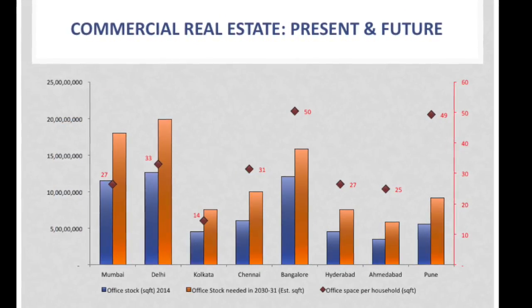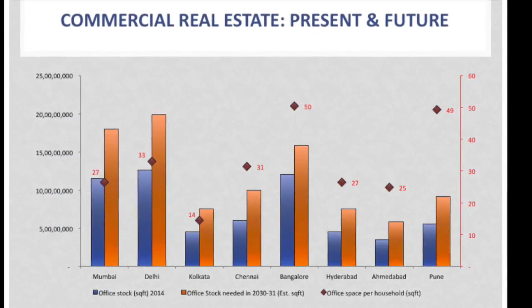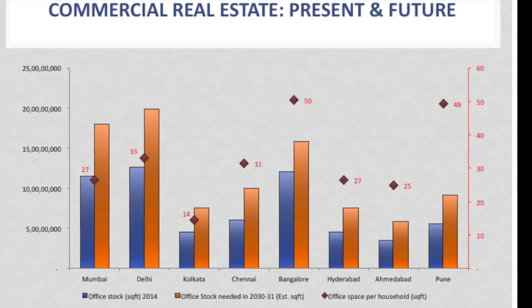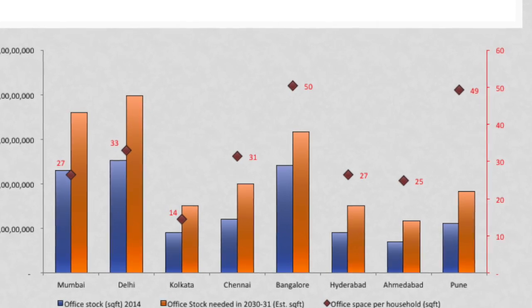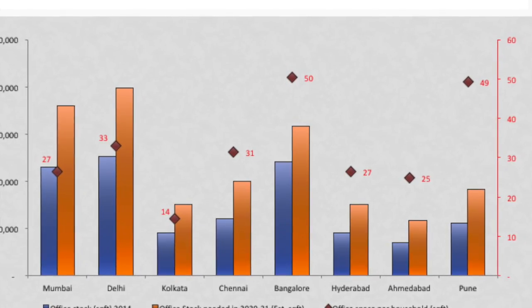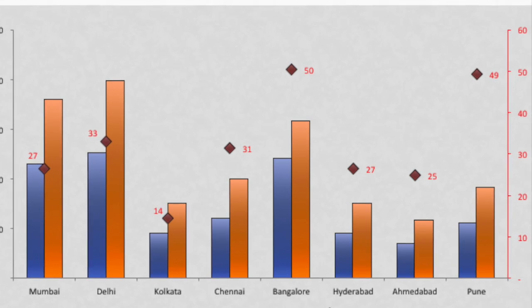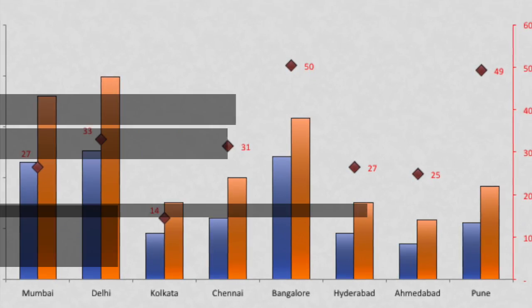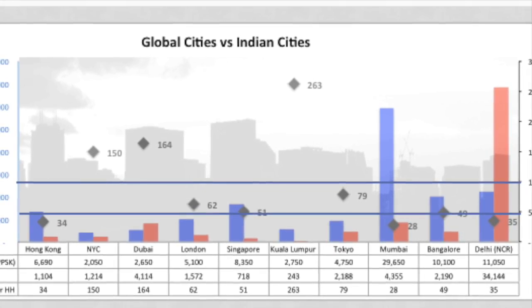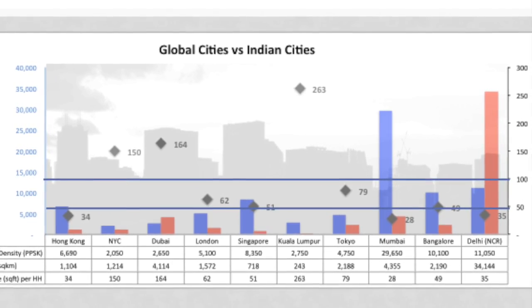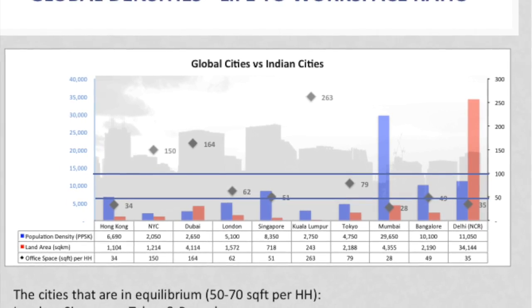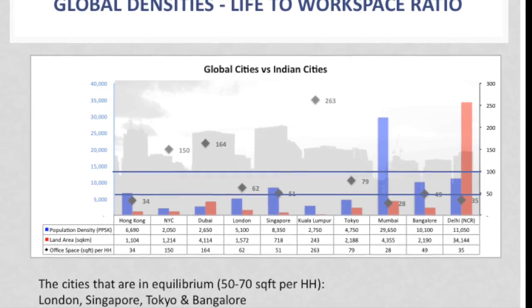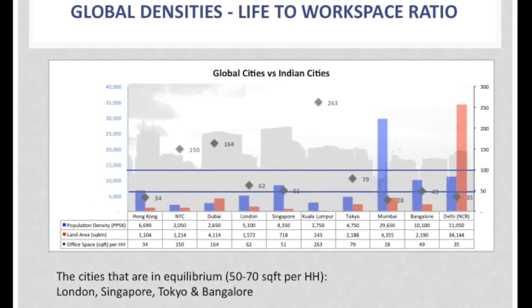So if there are no new city options in the next 15-20 years, these cities will have to have many more office spaces, as shown in the orange bars. Each of them may have to increase its office space by 1.5 times. Look how some of the global cities fare. Despite heavy densities, cities like London, Tokyo, Singapore, and even Bangalore are quite fairly balanced.